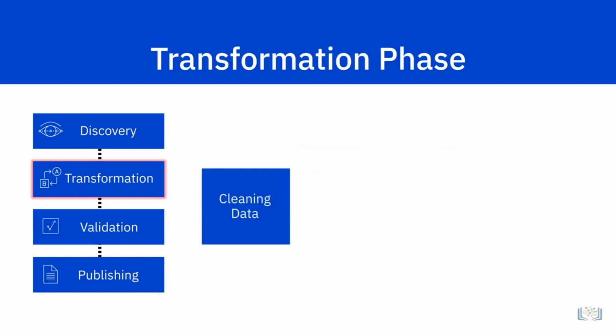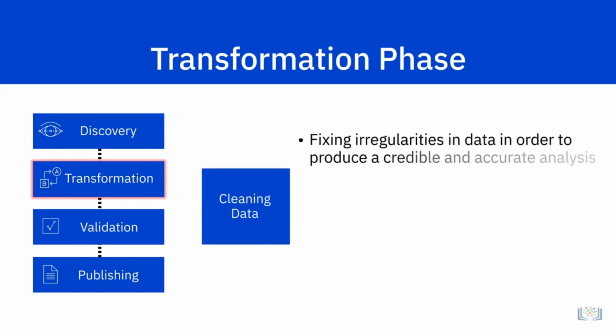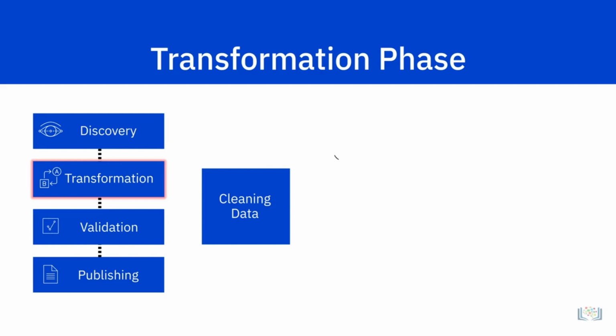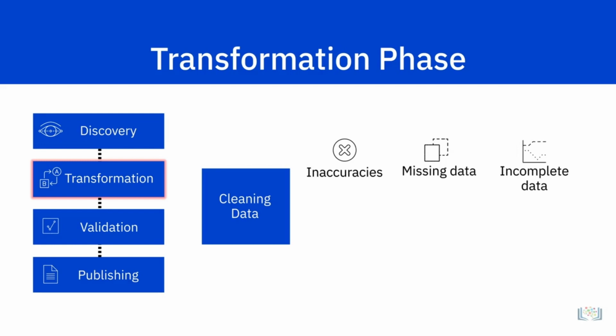Another transformation type is cleaning. Cleaning tasks are actions that fix irregularities in data in order to produce a credible and accurate analysis. Data that is inaccurate, missing, or incomplete can skew the results of your analysis and need to be considered. It could also be that the data is biased or has null values in relevant fields or have outliers.